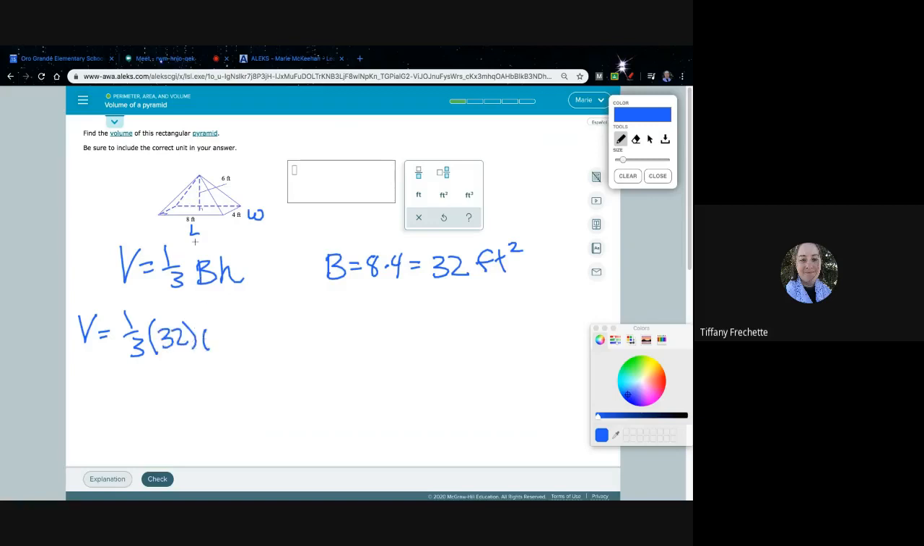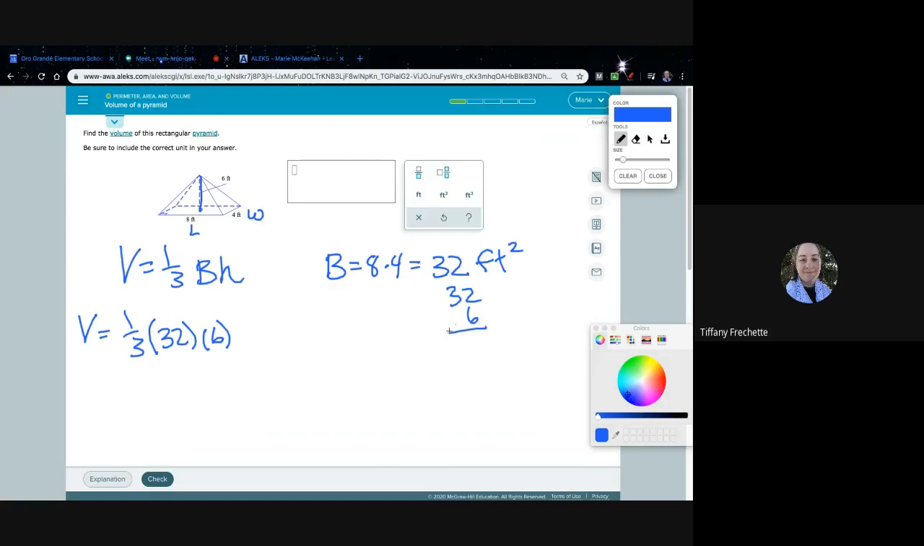And then what is our height? Remember, it goes from the center of the bottom all the way up to the tippy top of the pyramid. So we have 6. And again, they don't give us our calculator. So let's do 32 times, I almost wrote 16. That was silly.